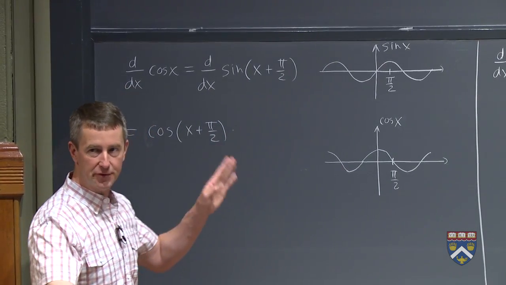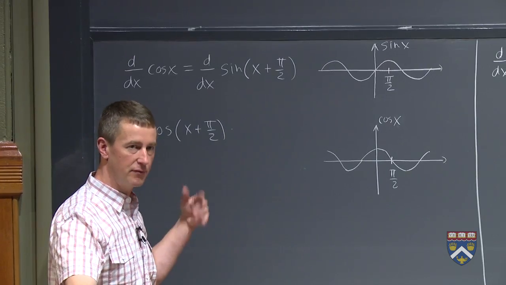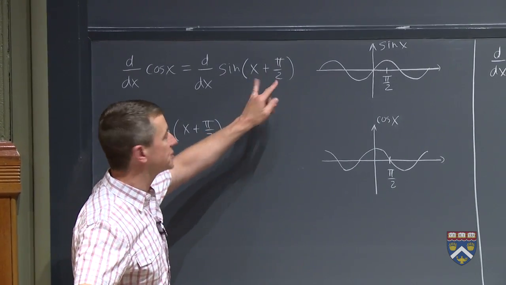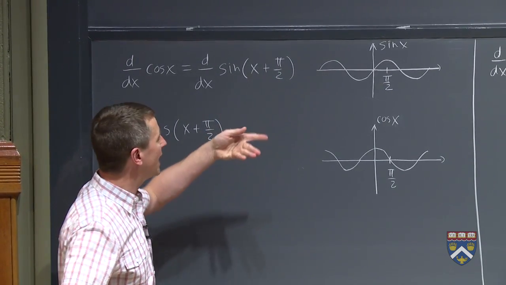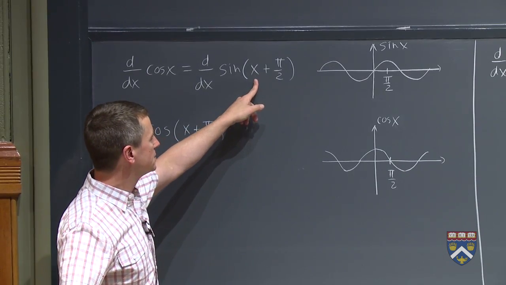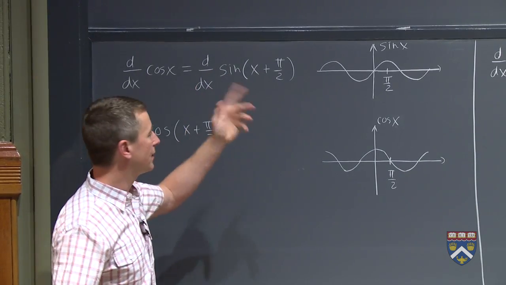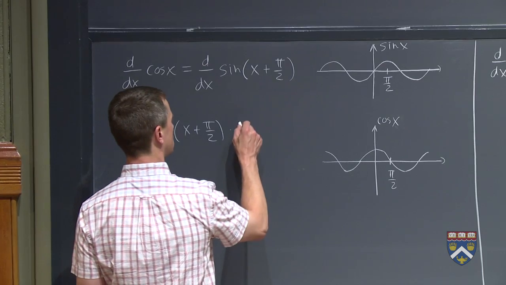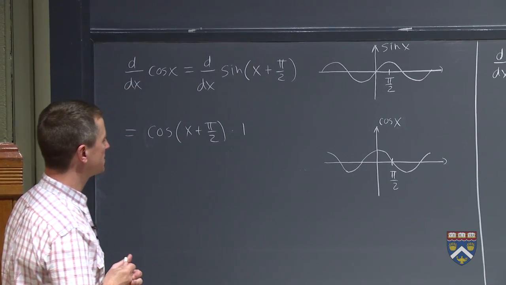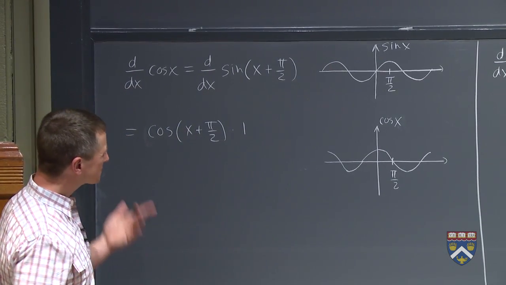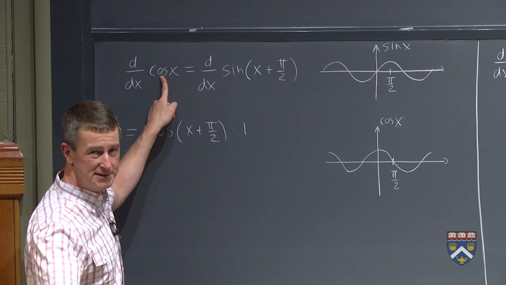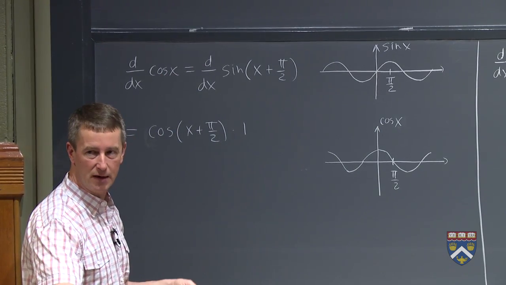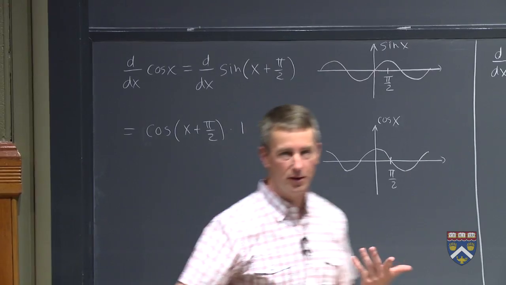Right? We just figured out that the derivative of sine of whatever is cosine of whatever. Chain rule says now I take the derivative of the inside function, except in this case, what's the derivative of x? The derivative of x is just 1. The derivative of pi over 2 is 0. So that's just cosine of x plus pi over 2 times 1. So you could memorize that the derivative of cosine is cosine of x plus pi over 2, but there's actually a cleaner way to look at it.